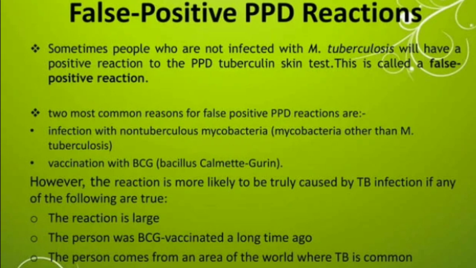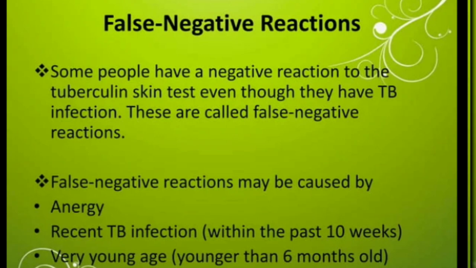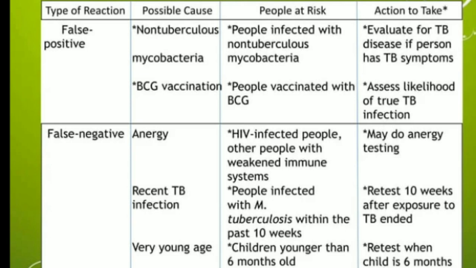False PPD reactions. False positive PPD reaction. Sometimes people who are not infected with Mycobacterium tuberculosis will have a positive reaction to the PPD tuberculin skin test. This is called a false positive reaction. The two most common reasons for false positive PPD reactions are infection with non-tuberculous mycobacteria and vaccination with BCG, Bacillus Calmette-Guérin. However, the reaction is more likely to be truly caused by TB infection if the reaction is large.